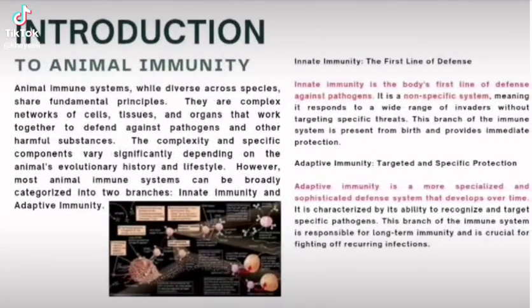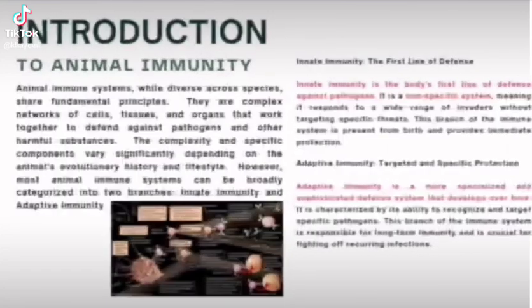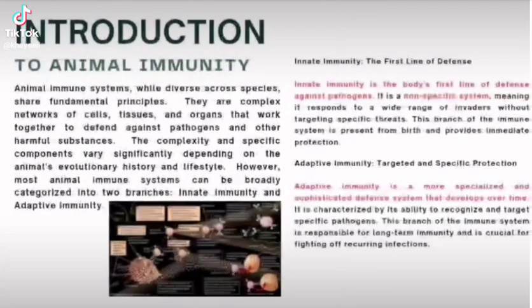Now, let's talk about innate immunity, the first line of defense. Innate immunity is the body's first line of defense against pathogens. It is a non-specific system, meaning it responds to a wide range of invaders without targeting specific threats. This branch of the immune system is present from birth and provides immediate protection.